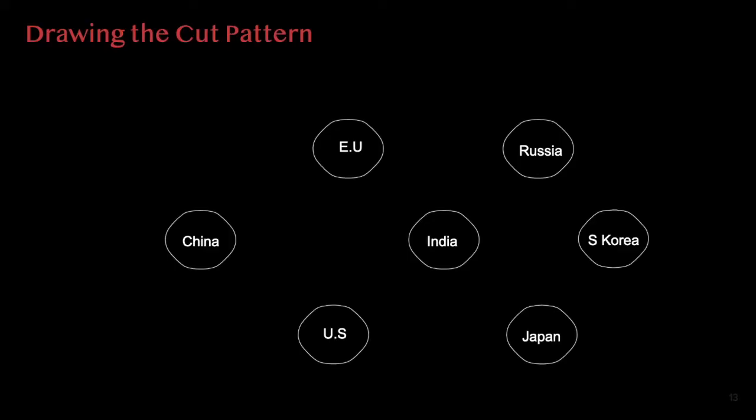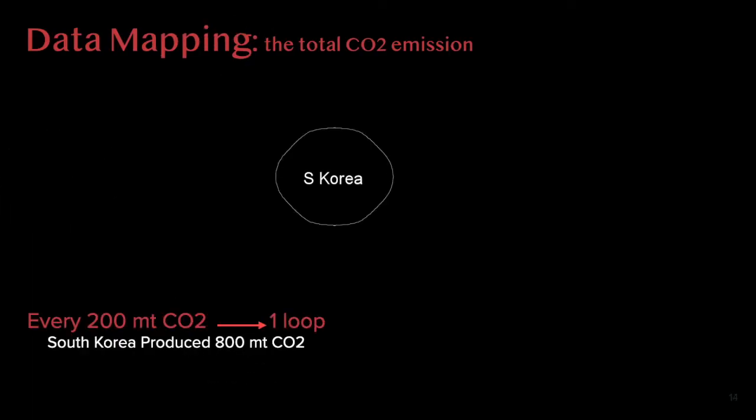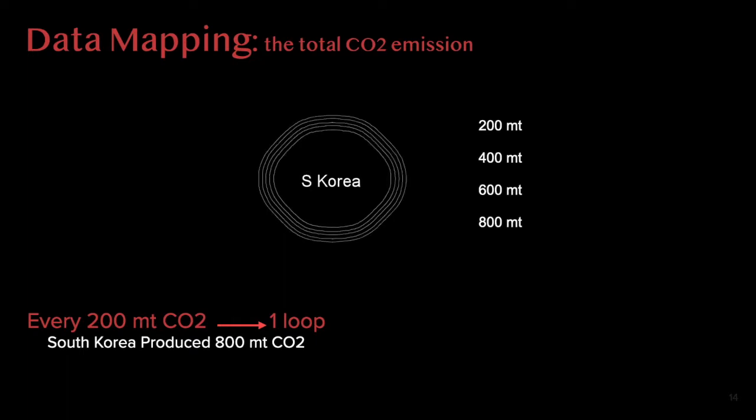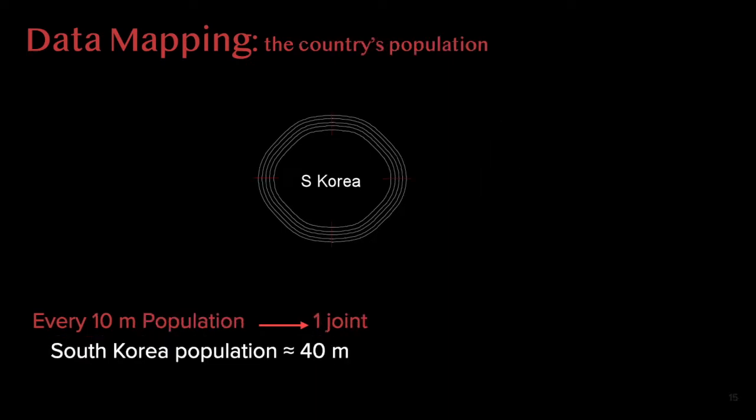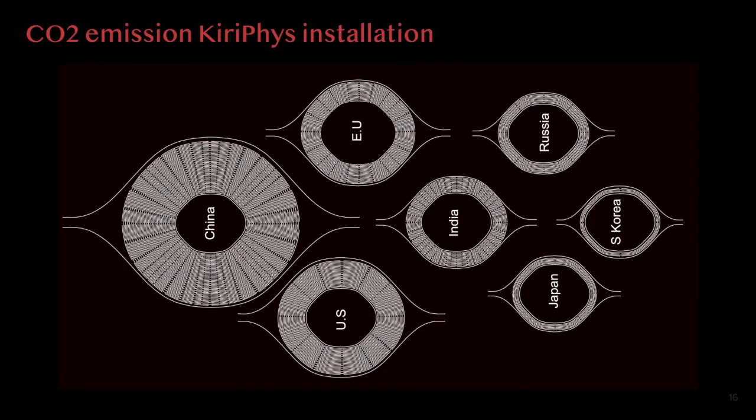We started creating the cut pattern by making an identical inner loop for all these countries. Then, in each country, for every 200 million tons of CO2 emission, we added one loop to the inner loop, which, for instance, makes 4 loops in South Korea, which has 800 million tons of CO2 emission. After drawing the loops, for every 10 million of population, we make one joint in the loops, which counts as 4 in South Korea with approximately 40 million population. We do the same data mapping practice for all the countries, and this is the resulting cut pattern.